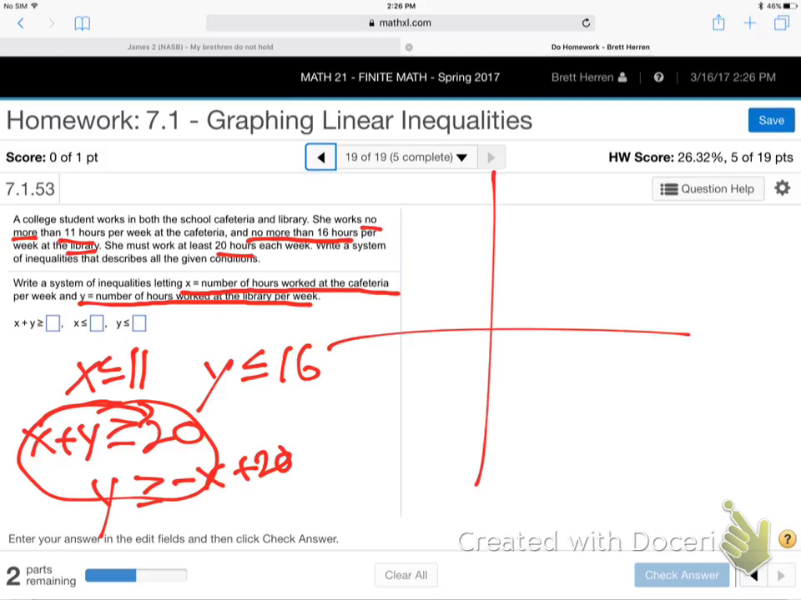So when I went to graph that, I would start at up 20, wouldn't I? And then what would I do? Down 1 over 1, right, for the rise and the run. So you just go down 1 over 1. So there's a line right there, solid line. Yeah, there is a 20.